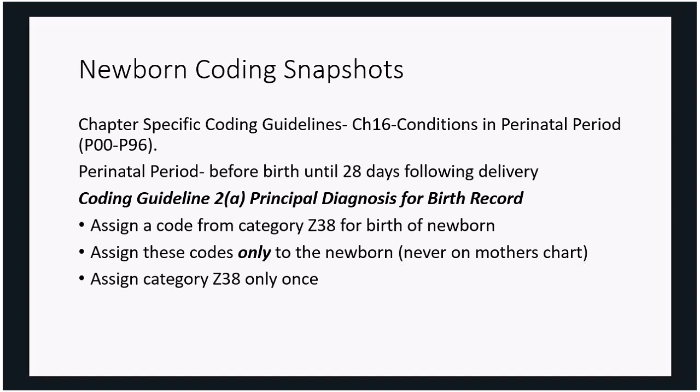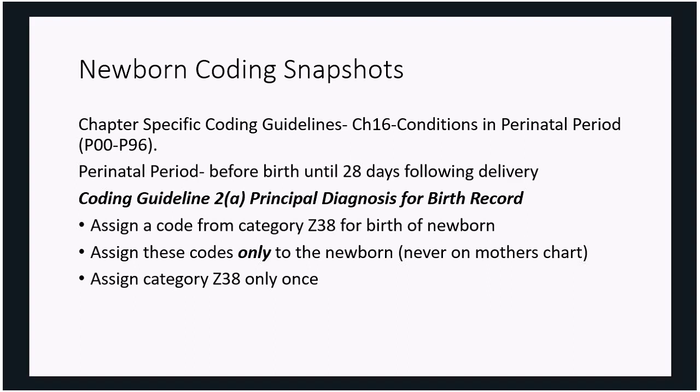So when a baby is born, regardless of whether the baby is born premature or full term, the principal diagnosis will always be a code from category Z38. Assign the code only to the newborn record. You never assign category Z38 to the mother's chart. This code is only reserved for the newborn.